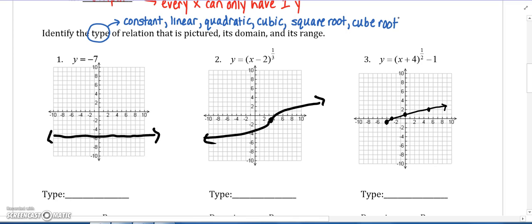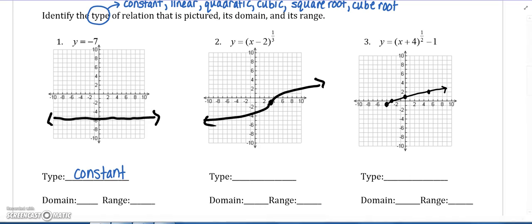For number 1, it says y equals -7. When there's no x term even, that means there's only one output value, so we call that a constant function. Now the harder part, domain and range. Remember, domain are the possible x values on our function. If I look at this graph, I can see that I could plug in any x value into this function. I'd still get the same y value out.